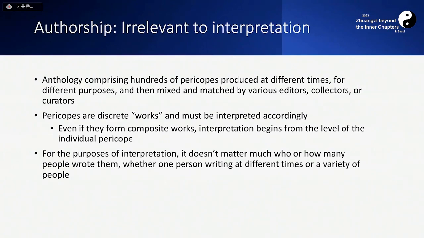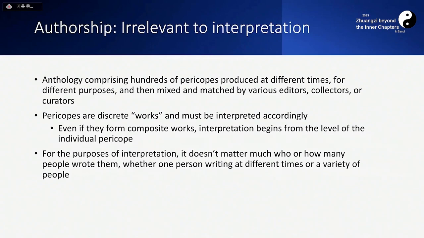Someone might want to argue that certain parts of Xiaoyaoyou, Book 1, or Qi Book 2, have been edited to form a kind of composite whole. But even in such cases, interpretation has to build up from the level of the discrete pericope. And for the purpose of interpretation, it doesn't really matter who wrote them or how many people were involved, whether it was one person writing at different times, in different moods, under the influence of different substances, or a variety of people. The identity of the authors of the material may or may not be an intriguing historical question. I think it's an intractable one, but it has little relevance to interpretation of the content.